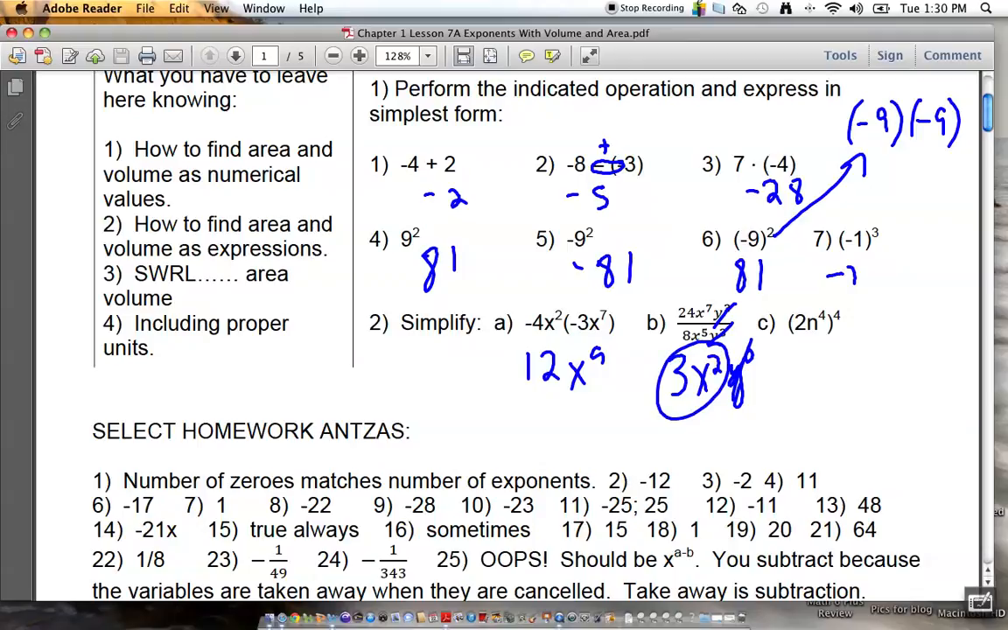Okay? 2n to the 4th, to the 4th. Now yesterday, I showed you how to do this way. 2n to the 4th times 2n to the 4th times 2n to the 4th times 2n to the 4th.